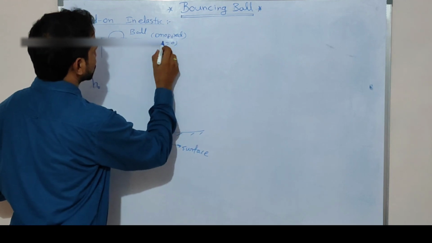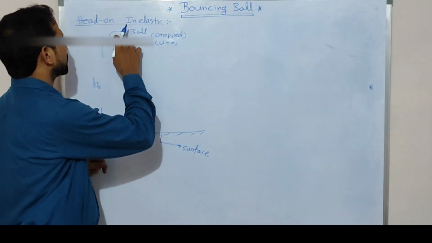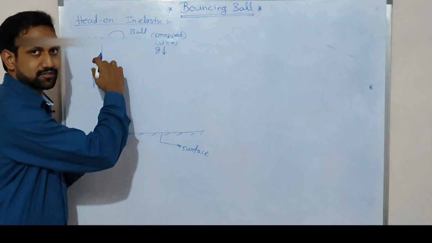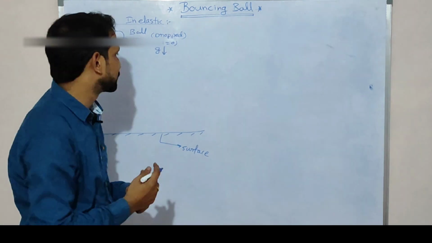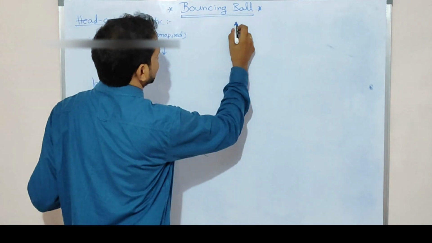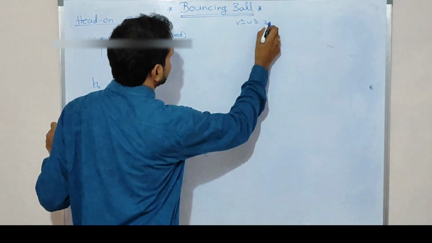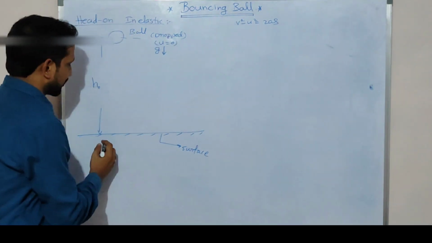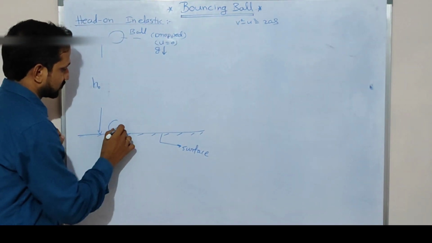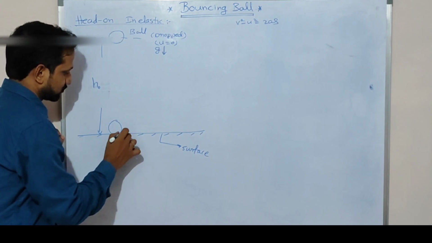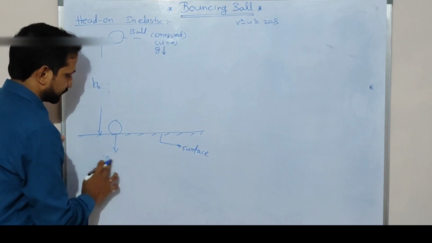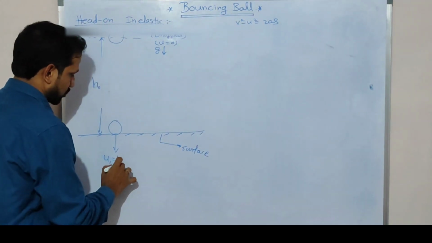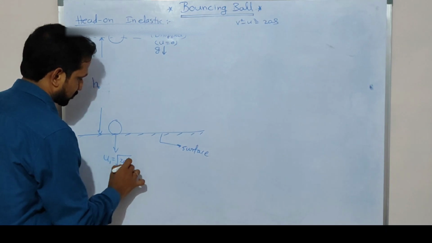Dropped means the initial velocity is 0. Whenever it is dropped, due to gravity working downward, it will come down. As it comes downward, its speed increases according to the formula v square minus u square equals 2as, where a equals g. Just before it hits the ground, it will have a downward speed, which we will call u1. According to this equation, the speed is root 2g h naught.